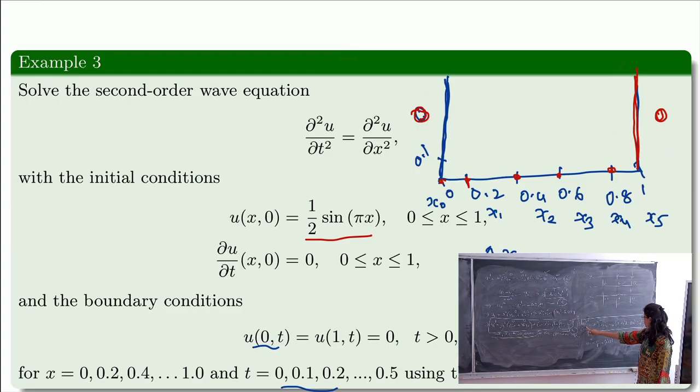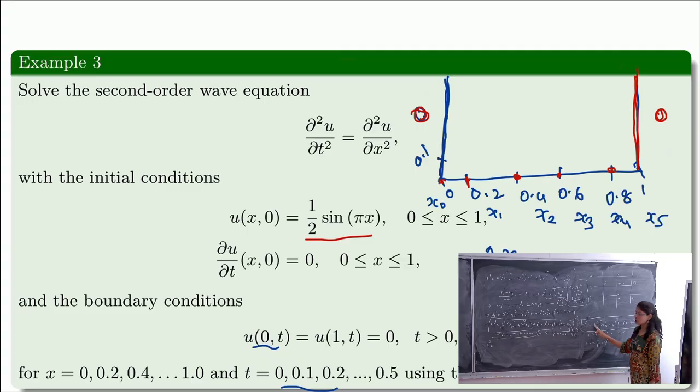In the next step you will put here j is equal to 1. So you will have here u_i 2, that will be equal to r square. What is your r square here? Let me write down that value here. r square is delta t square by delta x square. So in the given problem delta t is given to be 0.01, so this is 0.01 square, and delta x is 0.2, so this is 0.2 square. So we have to calculate this term. I will get the value of r.